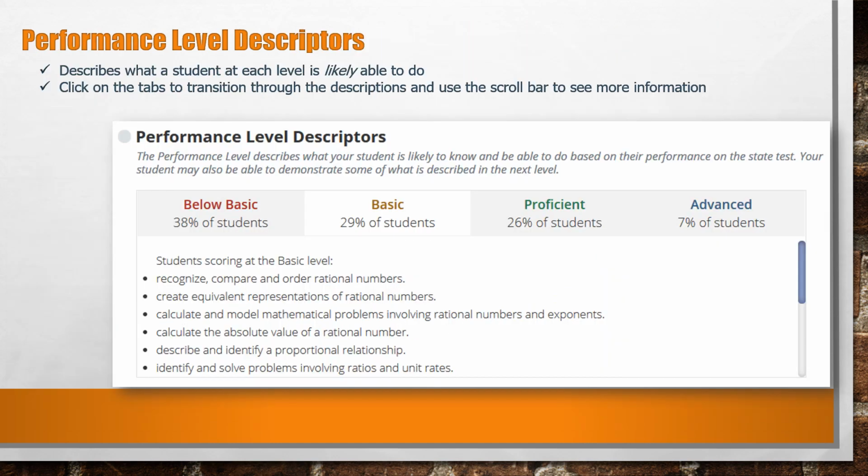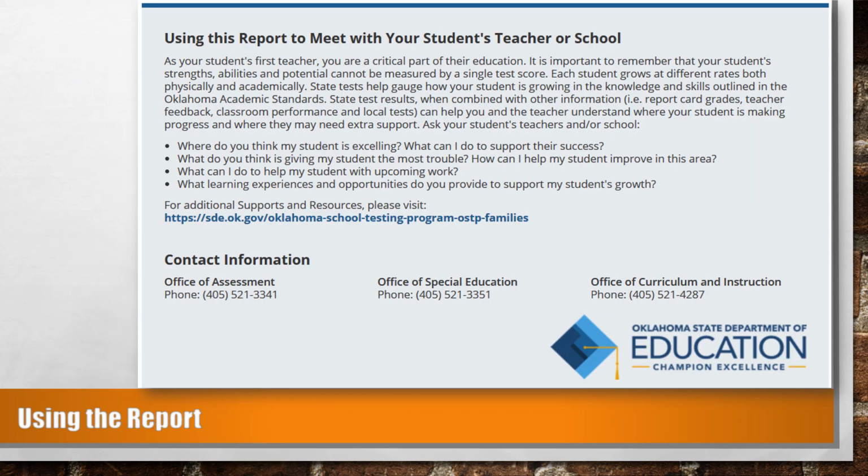Next, you will see performance level descriptors. These describe what a student at each level is likely able to do. Click on the tabs to transition through the descriptions and use the scroll bar to see more information. You can use the information in this report to meet with your student's teacher or school. As your student's first teacher, you are a critical part of their education.